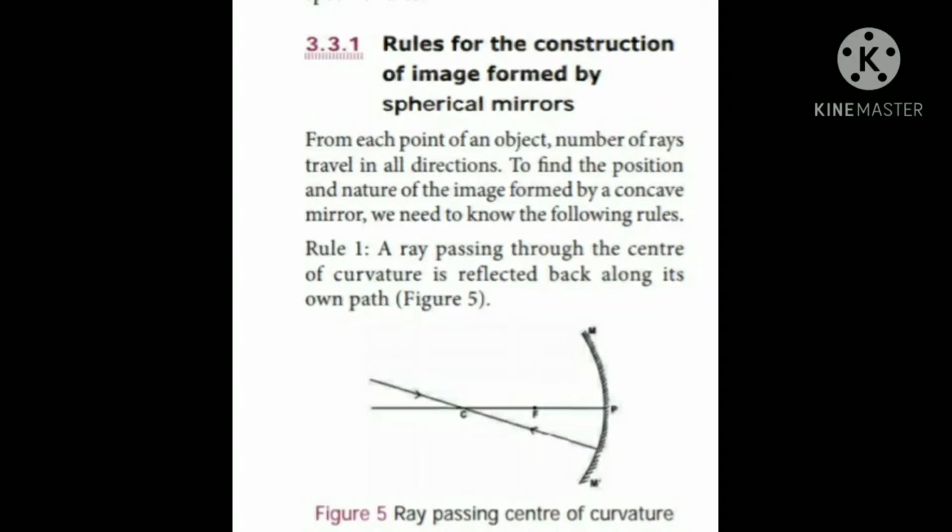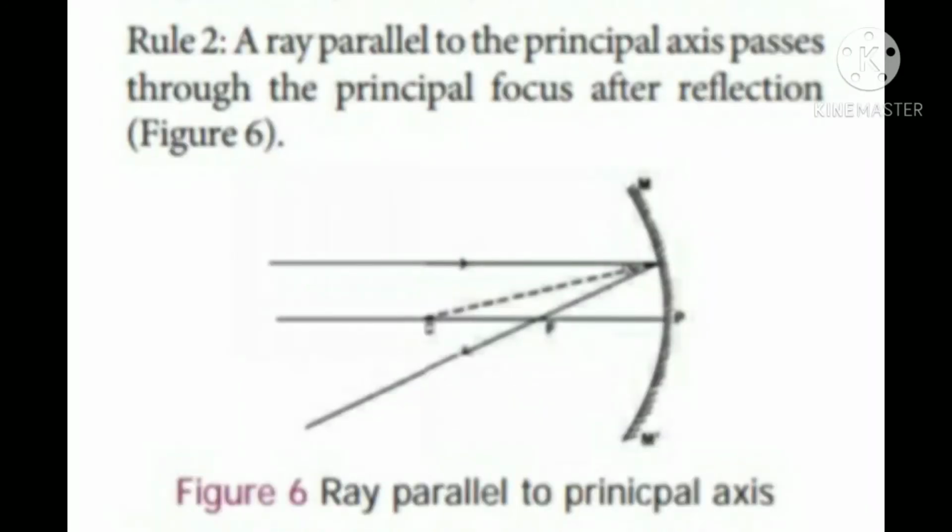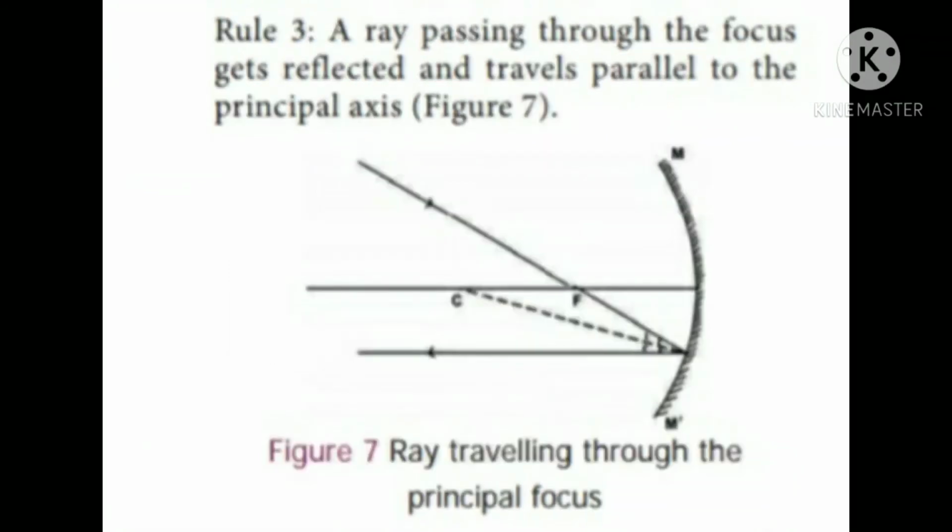This means that whenever a ray is passing through the center of curvature, that ray will be reflected back in the same direction. The second rule: a ray parallel to the principal axis passes through the principal focus after reflection. This means the ray which is parallel to the principal axis will always pass through the principal focus after the reflection.